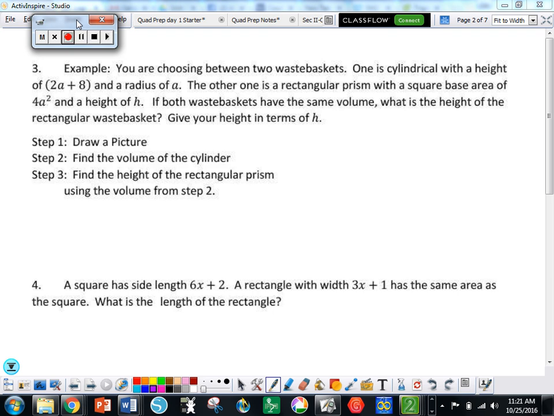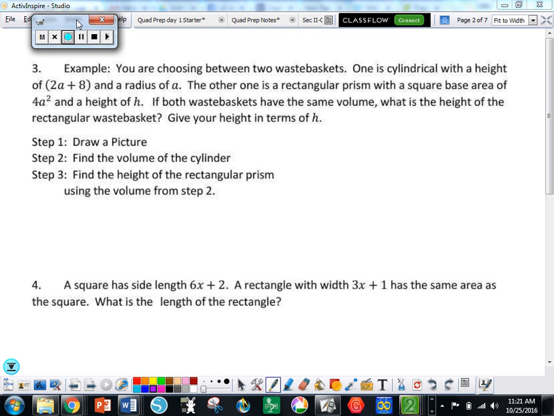Okay. You are choosing between 2 waste baskets. We have 7 minutes. I love it. Push through, and then afterwards you have the whole time going. I skipped step 1. No. Too bad. Okay. You're choosing between 2 waste baskets because it's a hard choice. One is cylindrical with a height of h and a radius of 8.